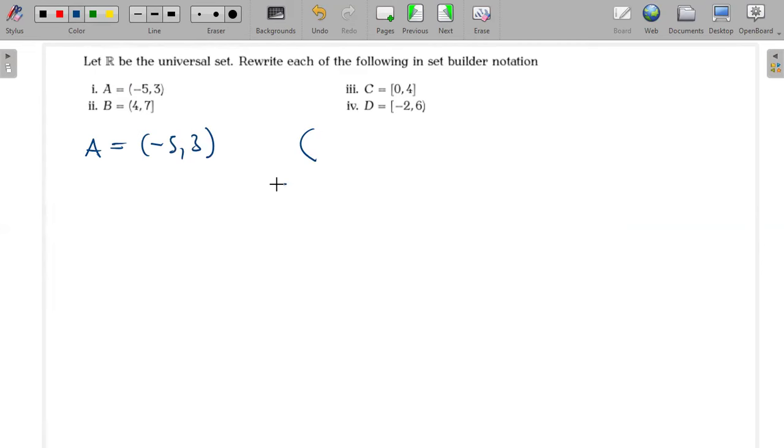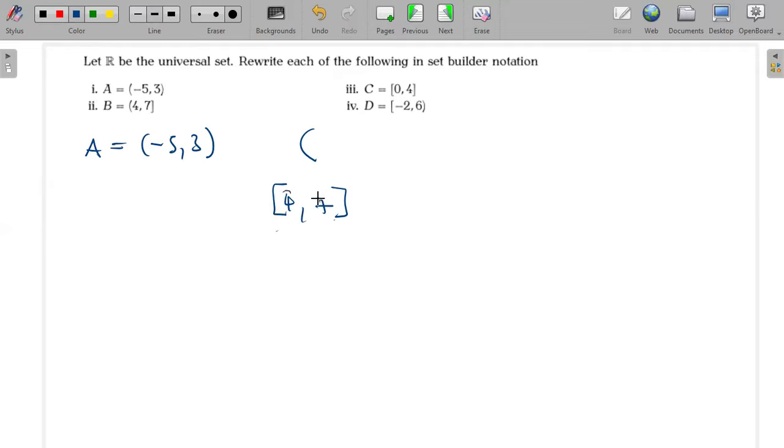When you have closed brackets like this, if you have 4, 7 there, it means 4 is actually part of the set. And here the 7 is also part of the set. And they're telling us they are real numbers. So what this represents is real numbers that are in between 4 and 7.